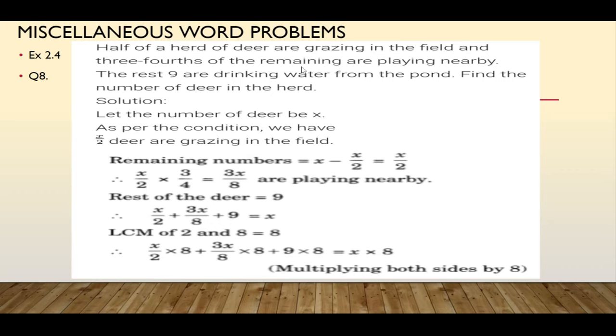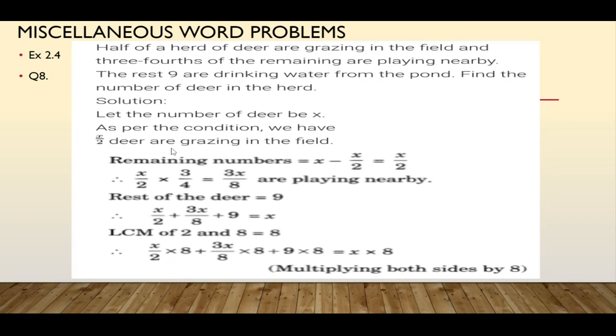But then not half, 3/4 of the remaining, right? So, 3/4 of half. And the rest, 9, are drinking water from the pond. You need to find the total number of deer in the herd. So you can let the total number of deer be x. As per the conditions given, you already have been given that x by 2, that is, half of the deer are what?